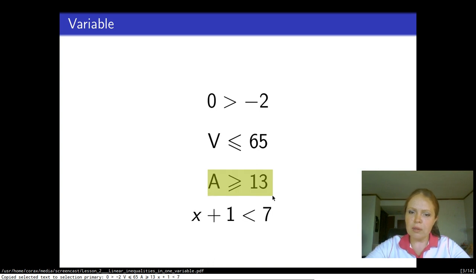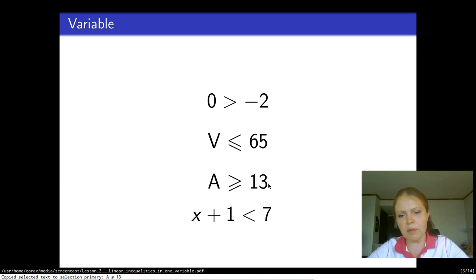Another example was about age, when you should be no younger than 13 years old to go, for example, to the cinema. You can be 14, 15 and older, but no younger. Minimum, you have to be a 13 year old person. x plus 1 is less than 7 is also an example of inequality. All of these 3 examples contain letters which we call variables, numbers we don't know yet.